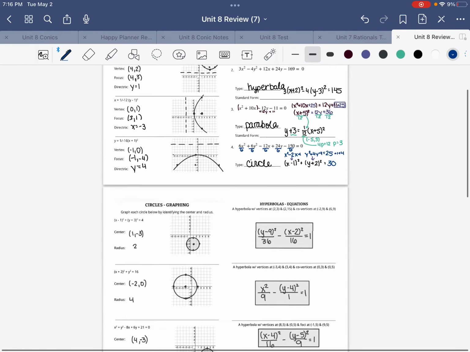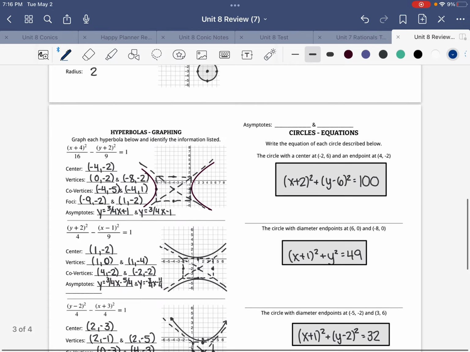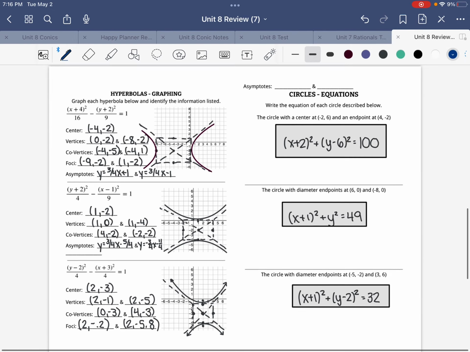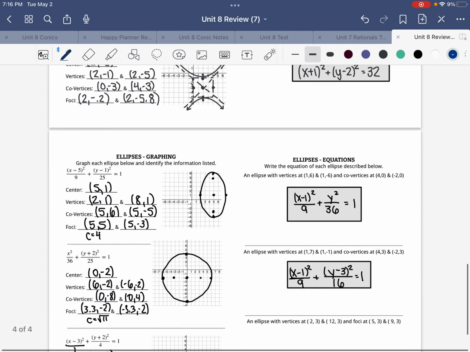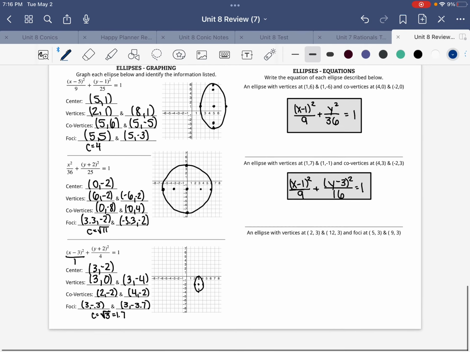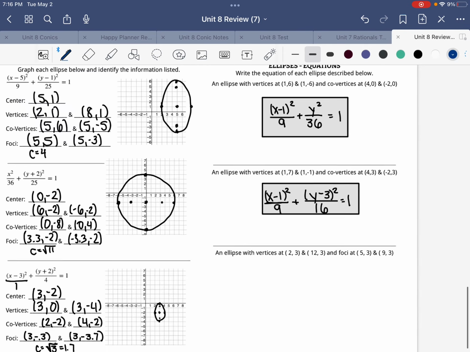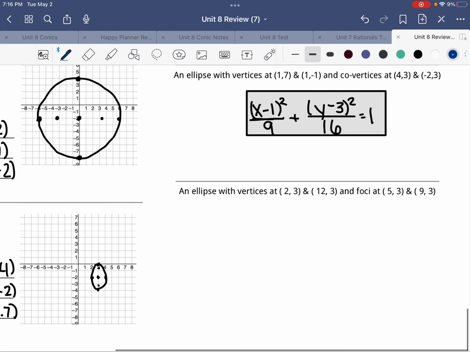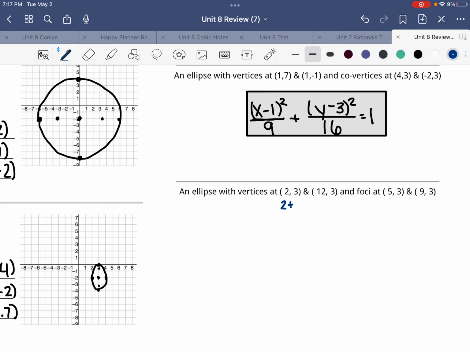And then the other ones that got asked about were if you flip over to ellipse, what to do with the last ellipse equation. Because if the vertices are at 2, 3, and 12, 3, 2 plus 12 divided by 2, or 14 divided by 2 is 7. And then it just keeps the 3 because it's already the same.